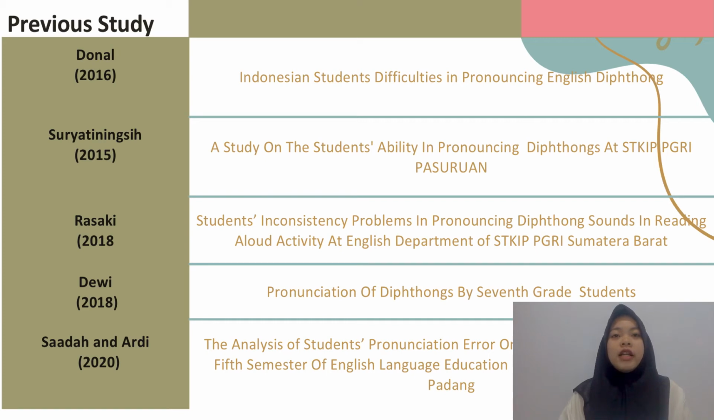And the third is Rasaki, 2018, who researched students' inconsistency problems in pronouncing diphthong sounds in reading aloud activity at the English Department of STKIP PGRI Sumatera Barat. The results of this study's analysis show five inconsistent sounds in pronunciation, namely sounds A, I, and O.